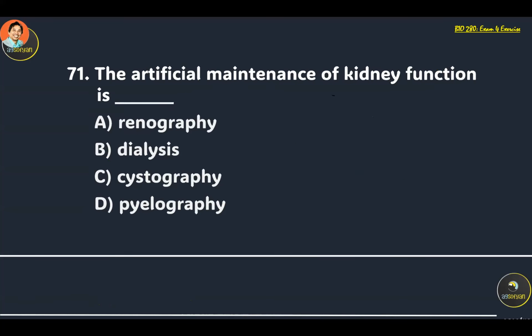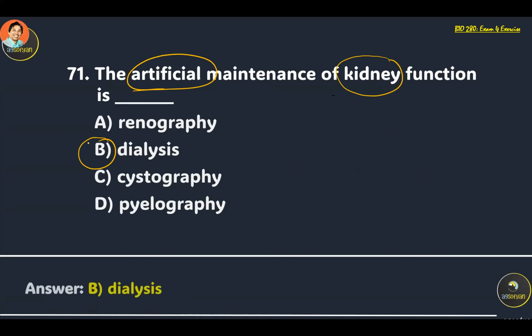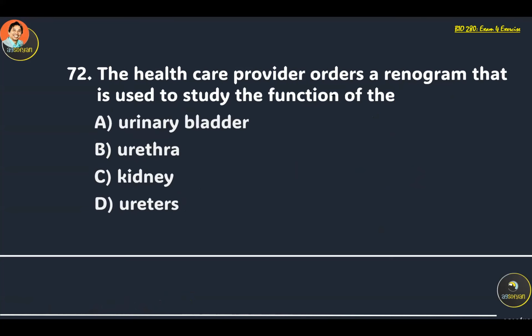The artificial maintenance of kidney function is A, B, C, or D. This is mainly for people that have problems with the kidney. They're going to have the artificial filtration of blood, which is called dialysis. Dialysis is the artificial maintenance of the kidney.